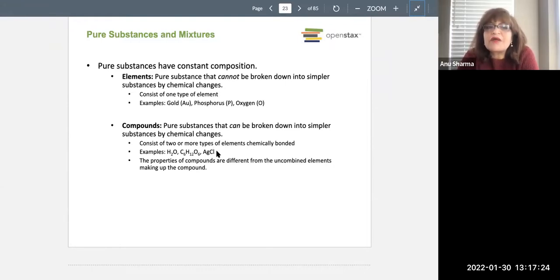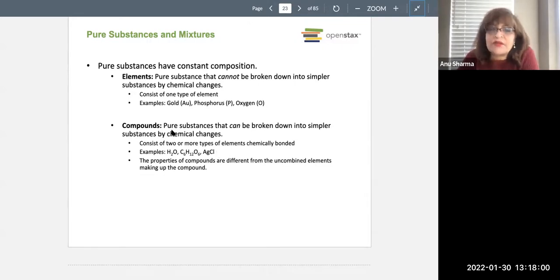Okay, next is what are pure substances, and then what are mixtures. The pure substances are made up of only one type of particles. Those particles could be atoms, those particles could be molecules. Two types of pure substances: elements and compounds. Elements are made up of only one type of particles, atoms, and they cannot be broken down into simpler substances by chemical changes. Compounds, on the other hand, can be broken down into simpler substances by chemical changes, because compounds are made up of two or more types of particles.